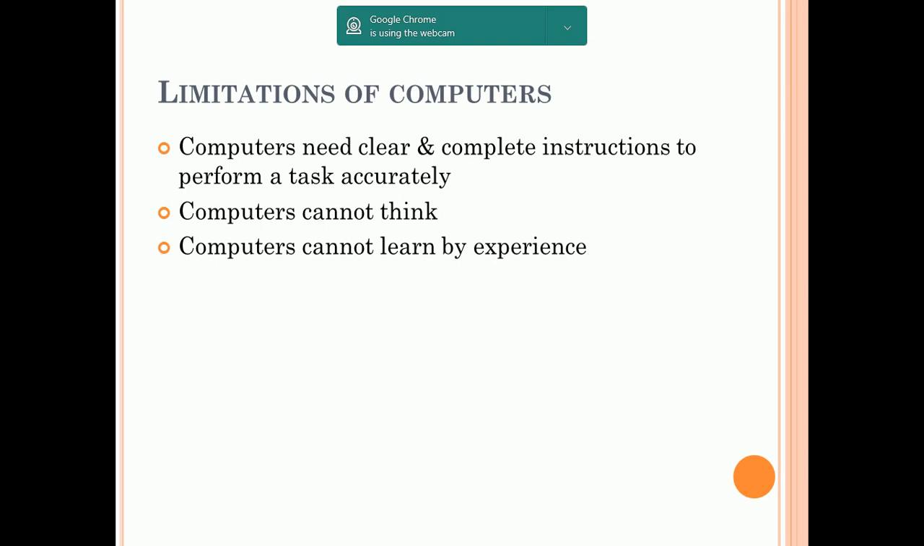Third, computers cannot learn by experience. Suppose a computer made a mistake one time. It can repeat the same mistake because you have given the same task. So it cannot learn by experience like a human. If you have made a mistake one time, you can learn from that mistake and avoid doing it a second time. But computers cannot avoid doing the mistake, or computers cannot learn by experience.